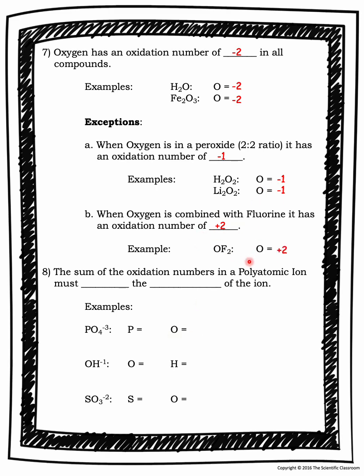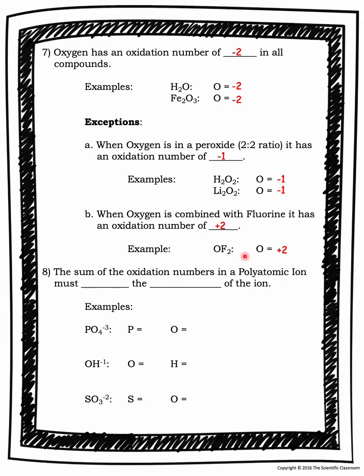And the reason that happens is because the more electronegative an atom is, the more it influences the oxidation number, and fluorine is slightly more electronegative than oxygen. So that's the only time. Oxygen is always -2, unless there's 2 of it and 2 of something else, then it's -1. Or if it's combined with fluorine, then it's +2. But again, these 2 examples are not very common, so you're most likely going to see instances where the oxidation number of oxygen is -2.